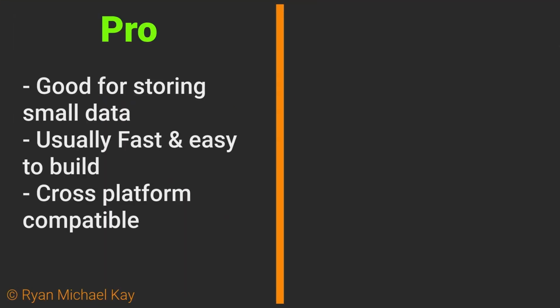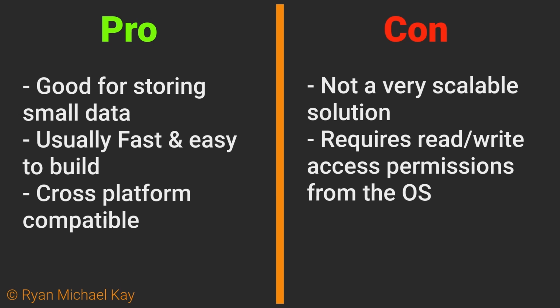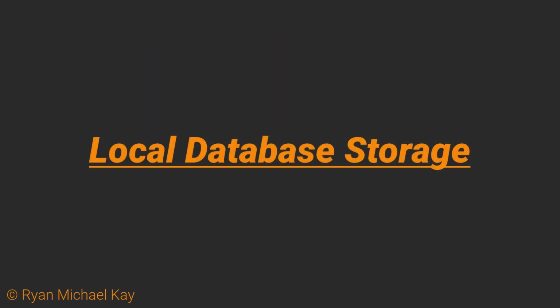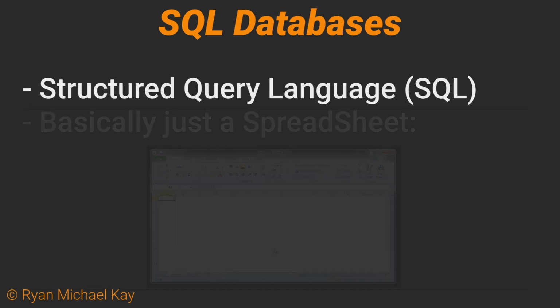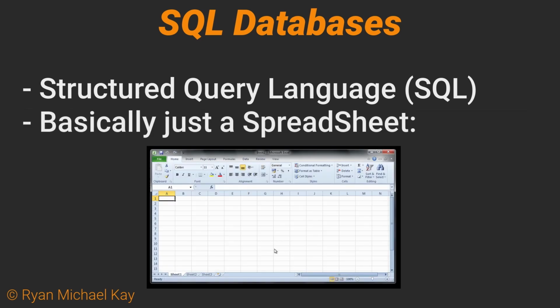Let's talk about some pros and cons of local file storage. It's usually good for small amounts of storage, often fast and easy to implement and use, and it can be fairly cross-platform compatible. The primary issue with it is that it's not very scalable. Another approach you can use is to create a database. Most databases are written in structured query language, or SQL, or some derivative language of SQL. An easy way to think about these tools visually is that they are basically just spreadsheets.